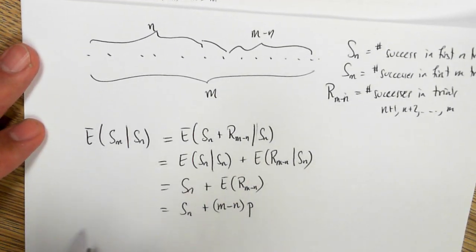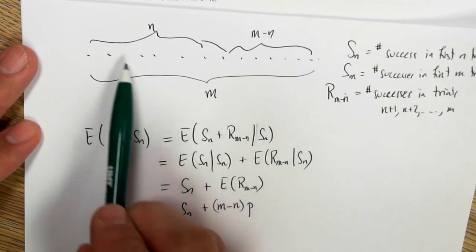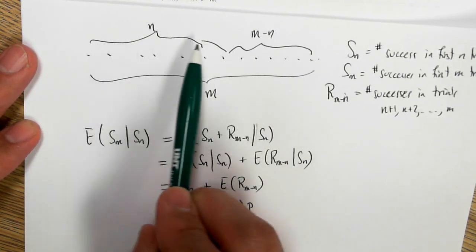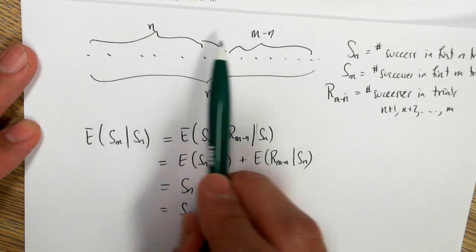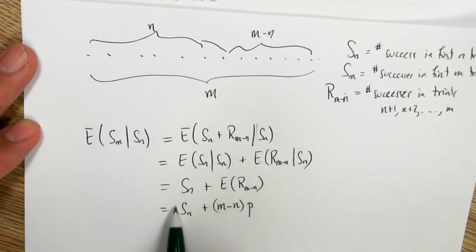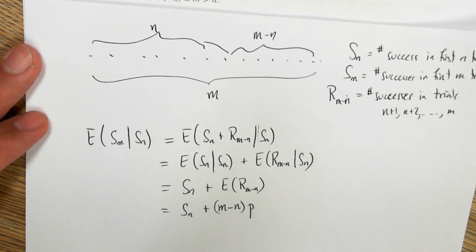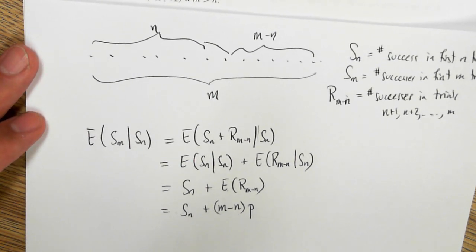Now, does this make sense? If I know the number of successes here, then the number of successes in this bigger part will be the number of successes that I've already had plus the number that I expect to have in the future. So the formula makes sense when I think about it in terms of English.